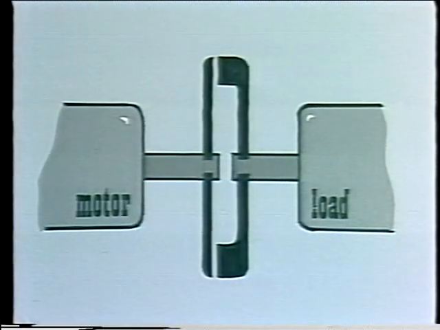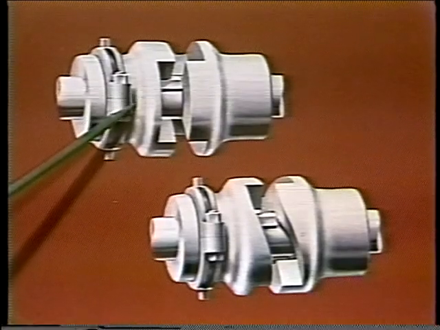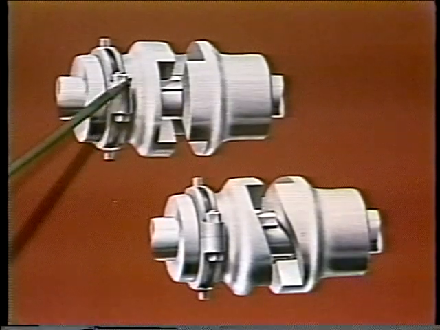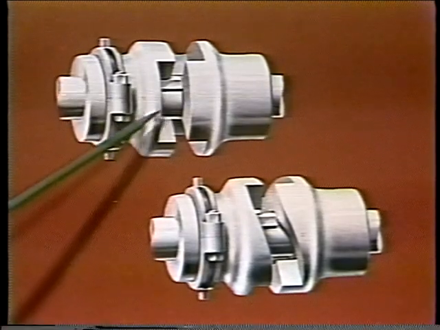First, let's look at simple clutches. The simplest type of clutch would be the jaw clutch. This, as you can see, is connected by moving this jaw into this jaw.